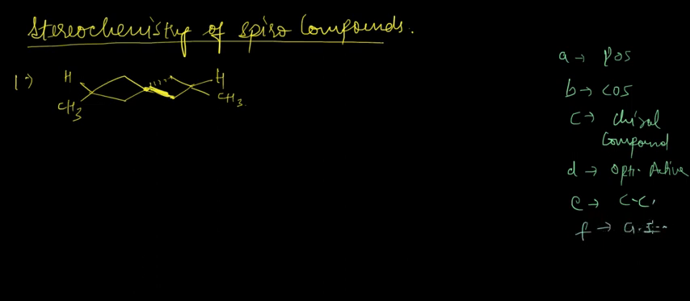Okay, so in the case of Spiro compounds, we would have something like this. It does not have any POS or COS, but it's a chiral compound, because if we change H and CH3, we change the positions, we can actually get an enantiomer.